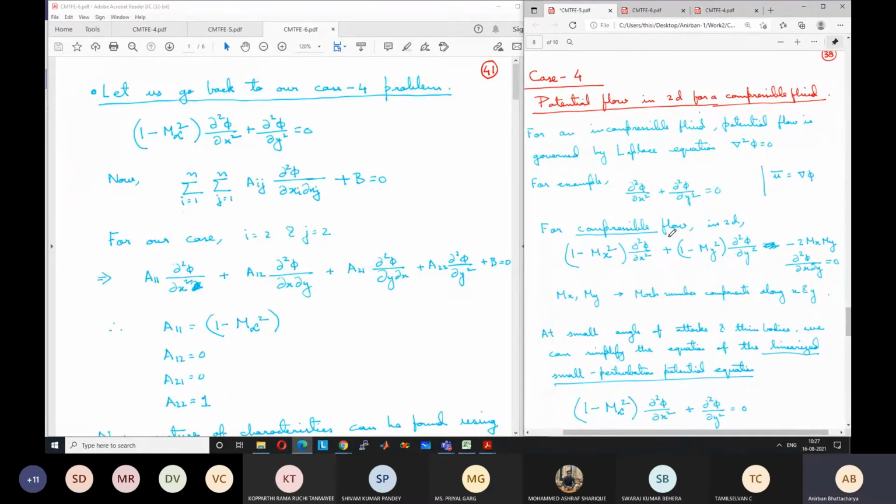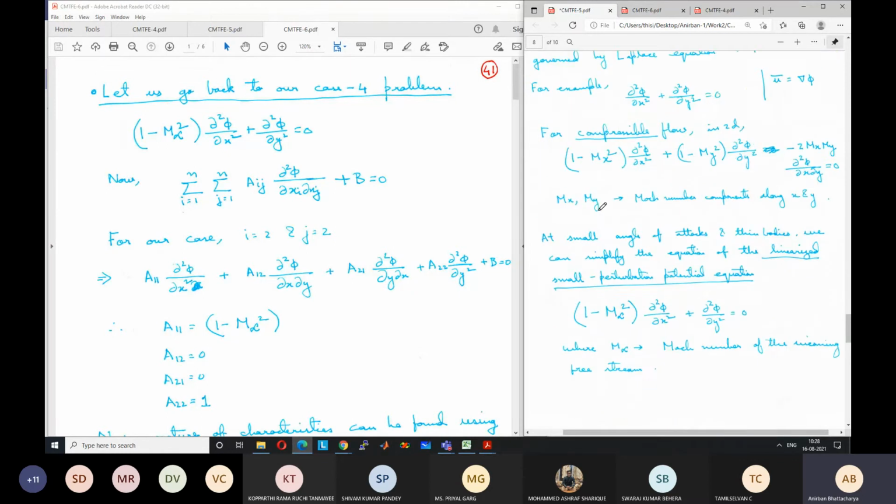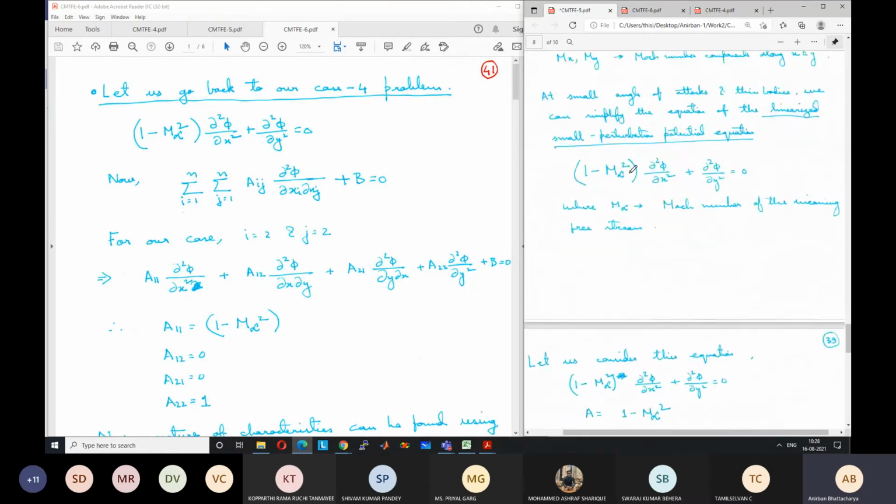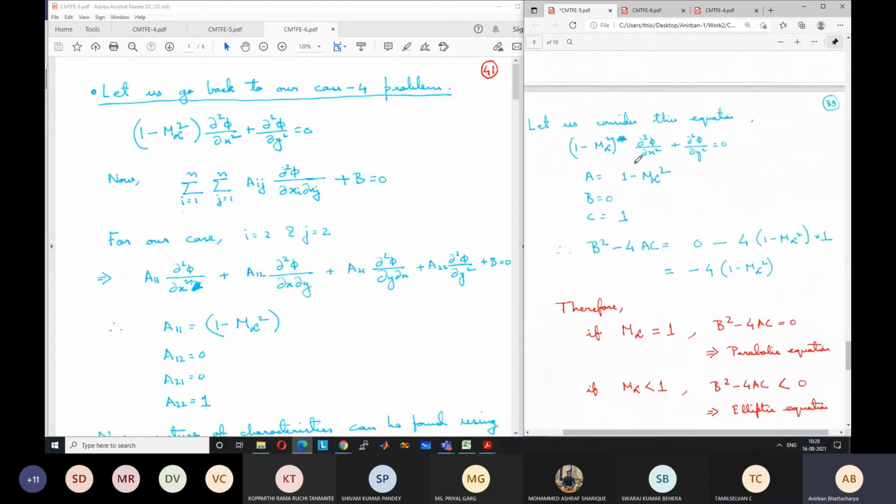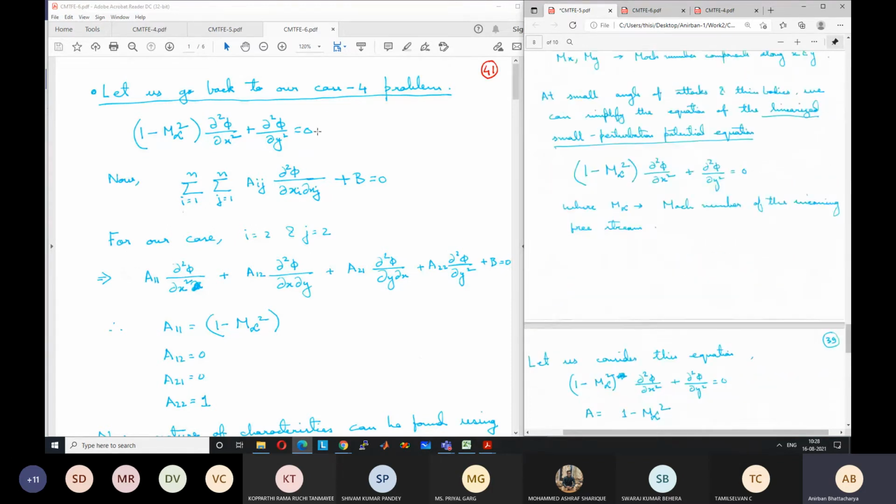So let us come back to our case 4 problem. What was the case 4 problem? This was (1 minus M infinity squared) del squared phi by del x squared plus del squared phi by del y squared equal to 0. Same equation here. We had seen that this equation's nature depends on M, the Mach number. Now we will try to use our generalized formulation of the same equation.